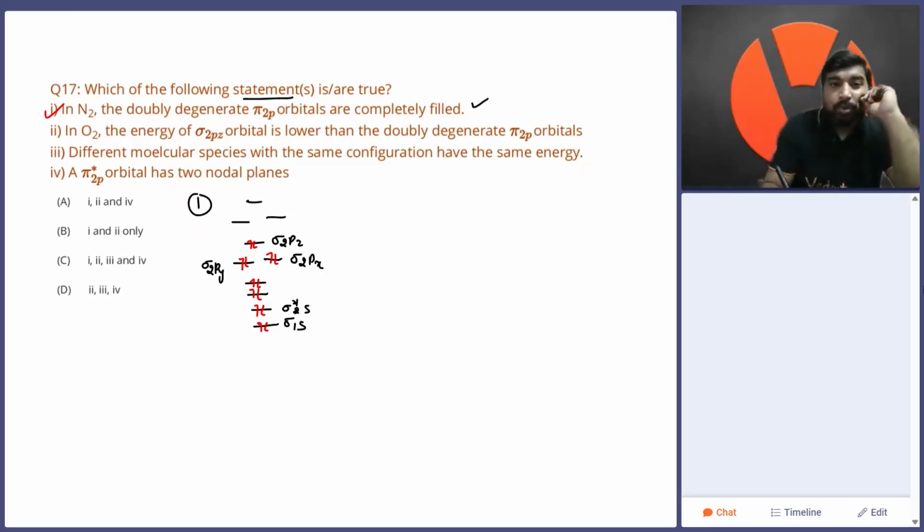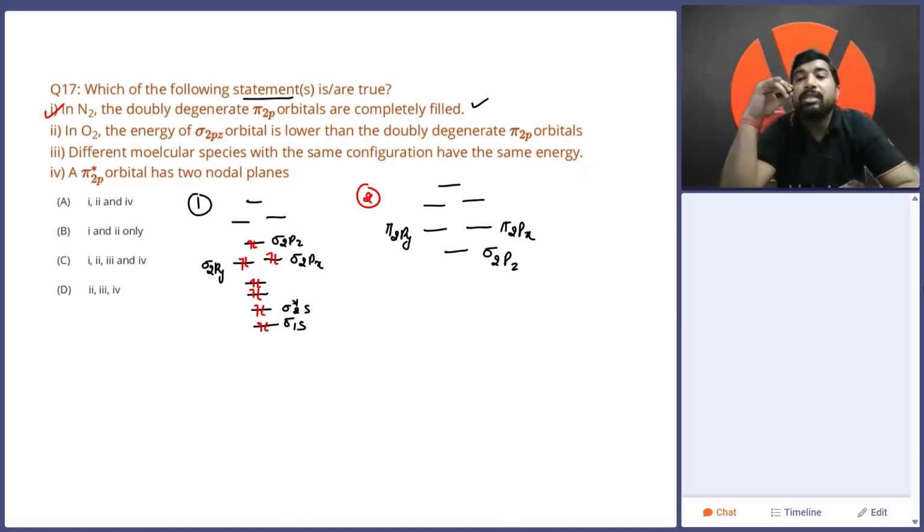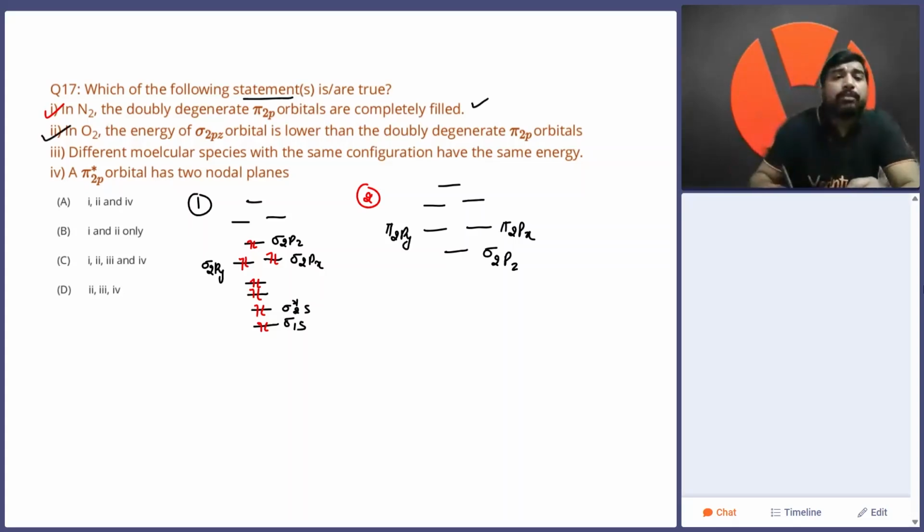Similarly, for O2, the energy of the sigma 2pz orbital is lower than the doubly degenerate orbitals of 2py. For the second statement, if we draw the MOT diagram for O2, this is sigma 2pz and this is pi 2px and pi 2py. Definitely the energy of the singly degenerate sigma 2p orbital is lower than the doubly degenerate 2p pi orbitals. Yes, the second statement is also right.